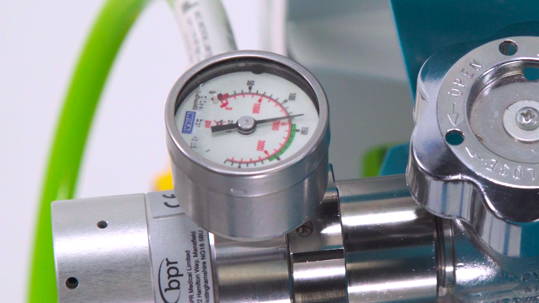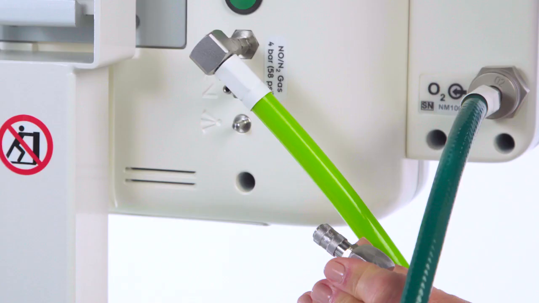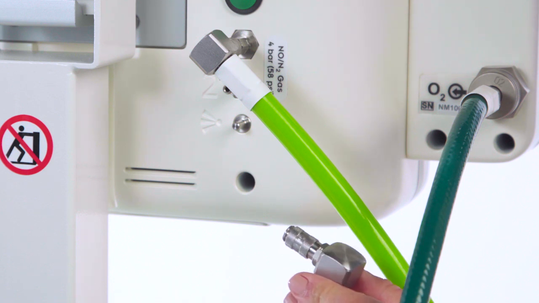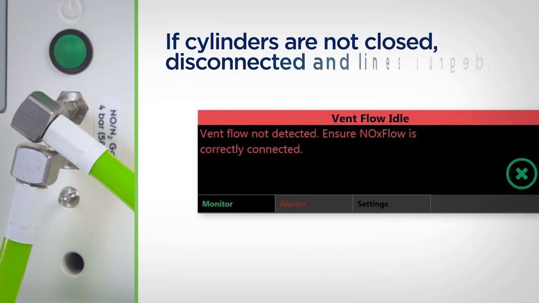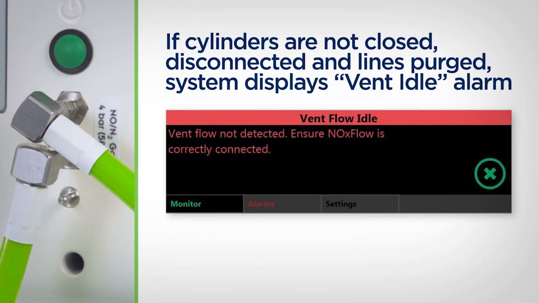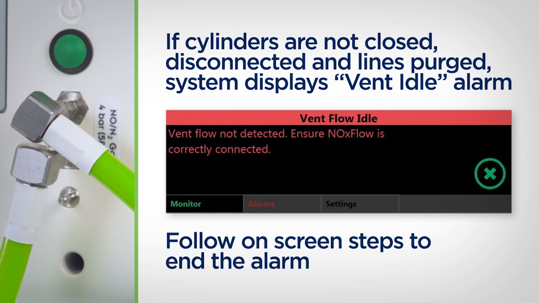If you don't see the gauge return to 0 when you purge and you can hear gas flowing, simply reset the valve by pulling the collar back until you hear a click and try to purge again. If the cylinders are not closed, disconnected, and the lines purged, the system will display a vent idle alarm. Follow the on-screen steps to end this alarm.